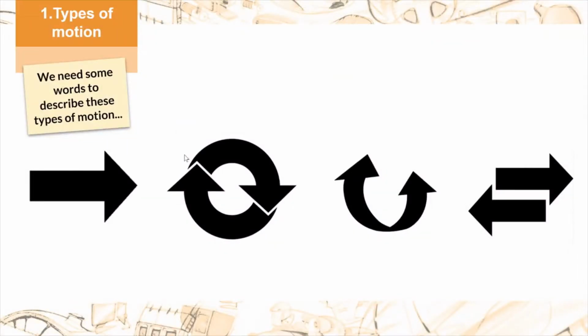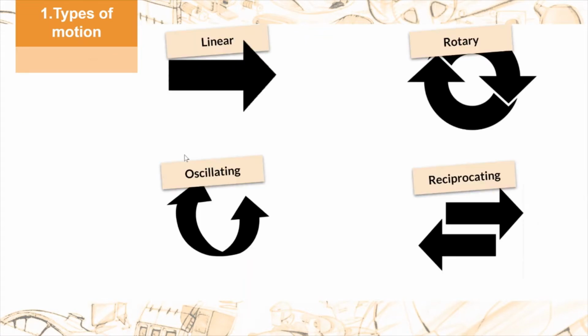So, mechanisms are all about movement. So if we're going to talk about movement, I think we need to know some of the names to describe the different ways in which a product can move. So let's have a look at those.